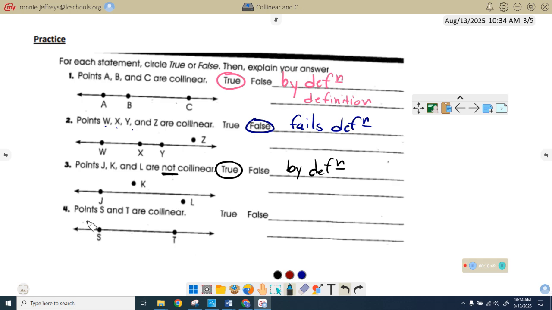All right, so points S and T are collinear. True or false? True. Why? By definition.